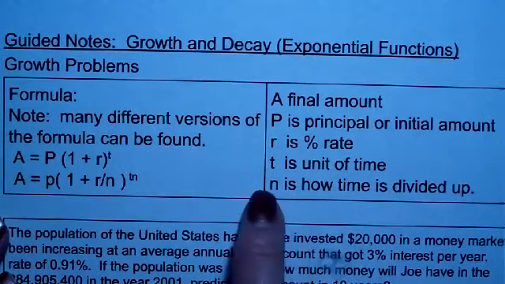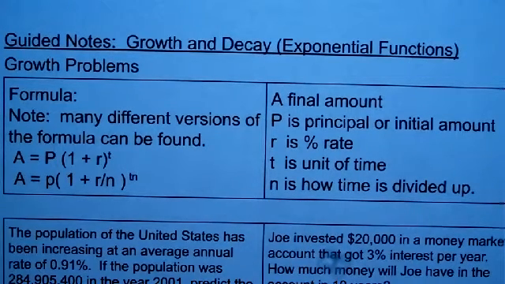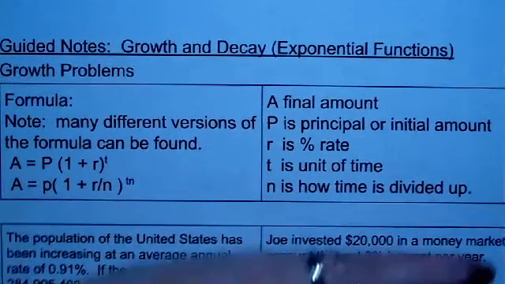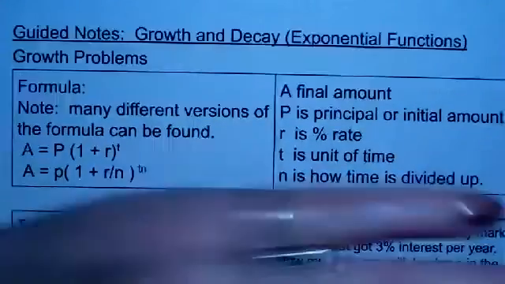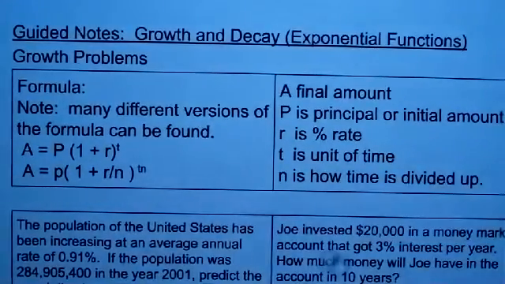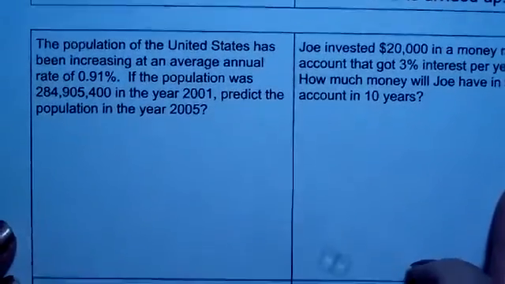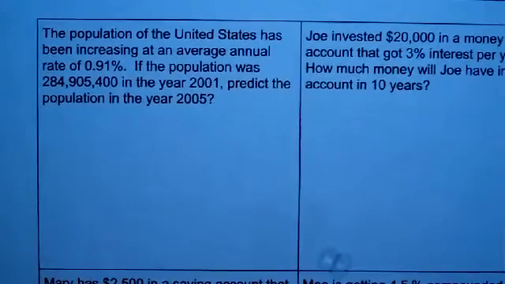Okay, N is for how many times it is divided up. But you know what? That's all I'm going to say about N, because that's an entirely different lesson. We're going to focus today on A, P, R, and T. Okay, so let's look at our first example right here. Okay, so let's read through this.